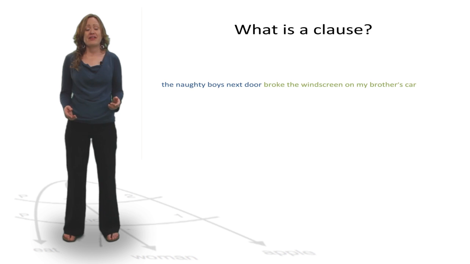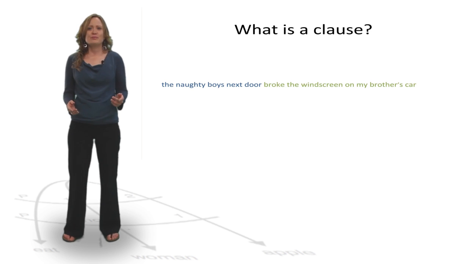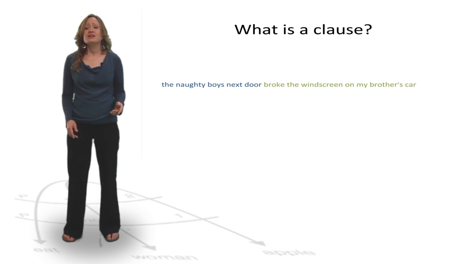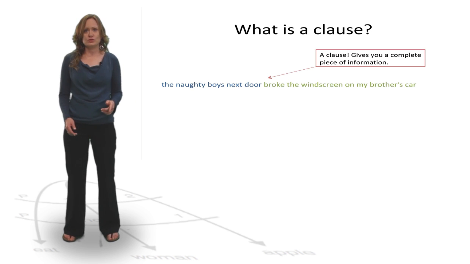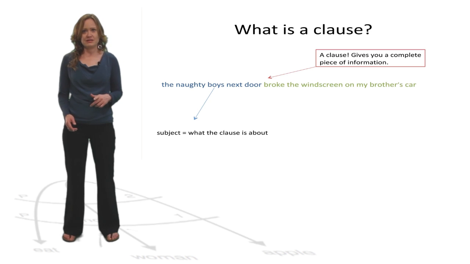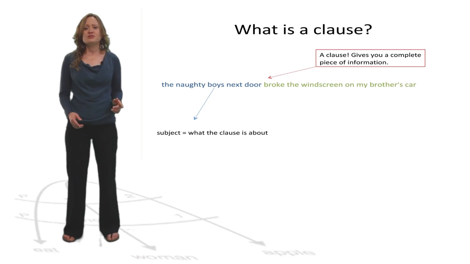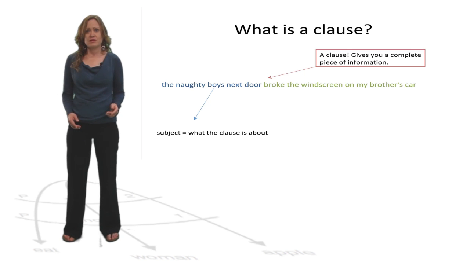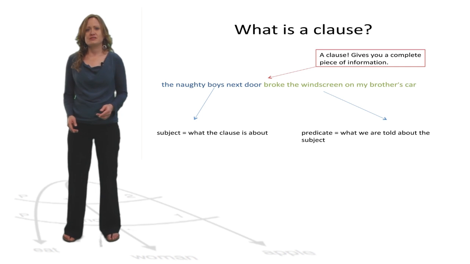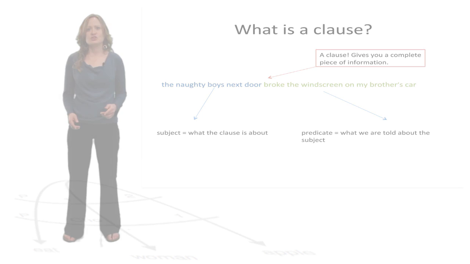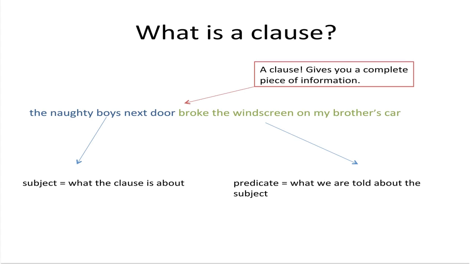However, if I put the two together and I say, the naughty boys next door broke the windscreen on my brother's car, that does give you a complete piece of information. Once I've said that, you may know something that you didn't know before. This is a clause. A clause is made up of two parts, a subject and a predicate. The subject is what the clause is about, the naughty boys next door. The predicate tells you something about the subject. In this case, it tells you what the subject did, broke the windscreen on my brother's car.